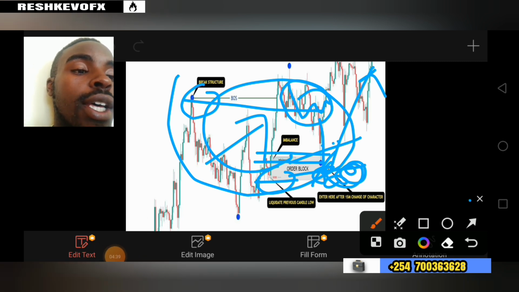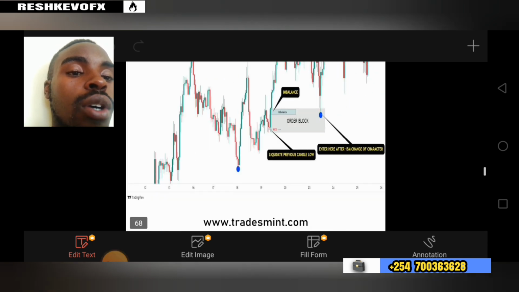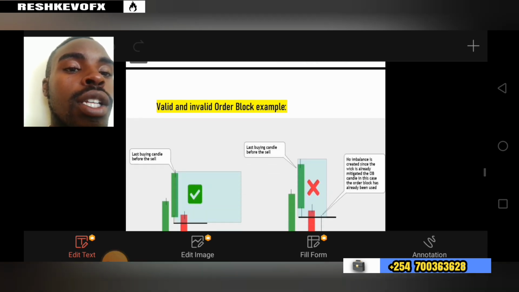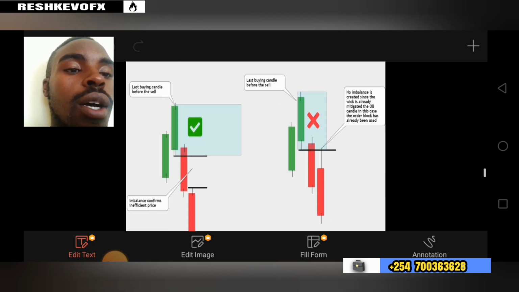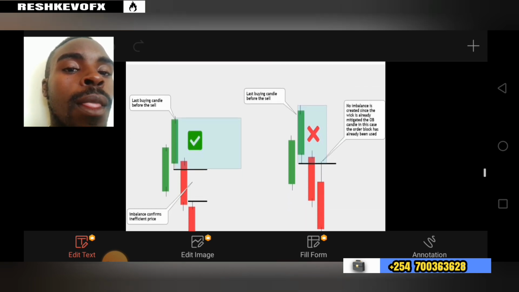Let's look at another example that explains valid and invalid order blocks, how it happens, guys. So let's look here at an invalid order block. For a valid order block, it is the last buying candle before the sell. Look at the last buying candle before the sell, how it happened. You need to see all the differences in the candles and how it happens.